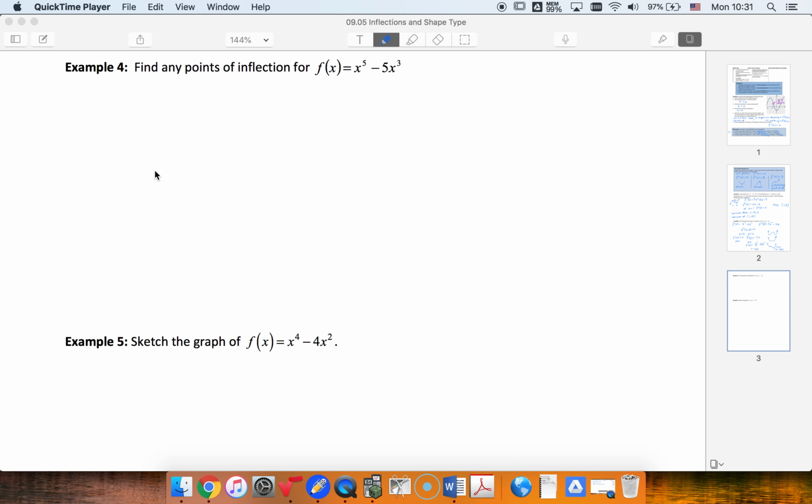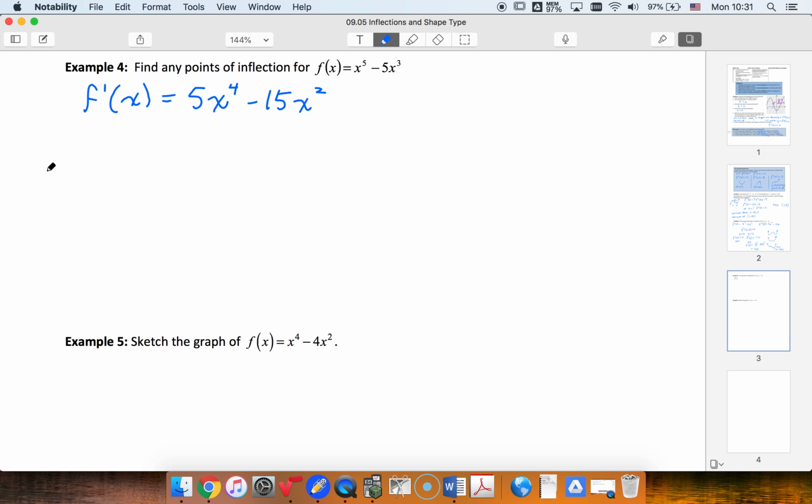All right, now I'm looking for points of inflection for this quintic. So first derivative is going to be 5x to the fourth minus 15x squared. Second derivative is going to be 20x cubed minus 30x.